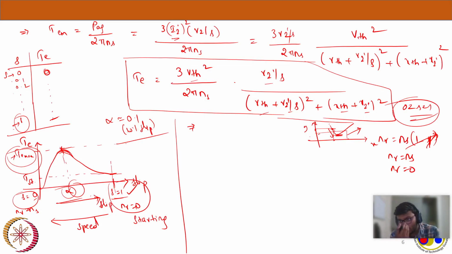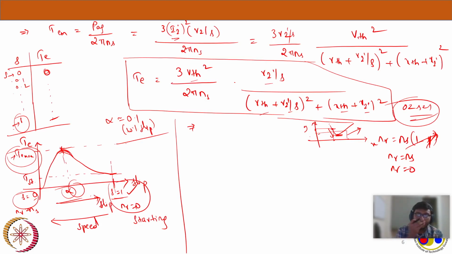Sir, we have to calculate alpha also, right? Yeah, you have to calculate alpha. What you have to do is differentiate the torque, equate it to 0, and find the alpha there.